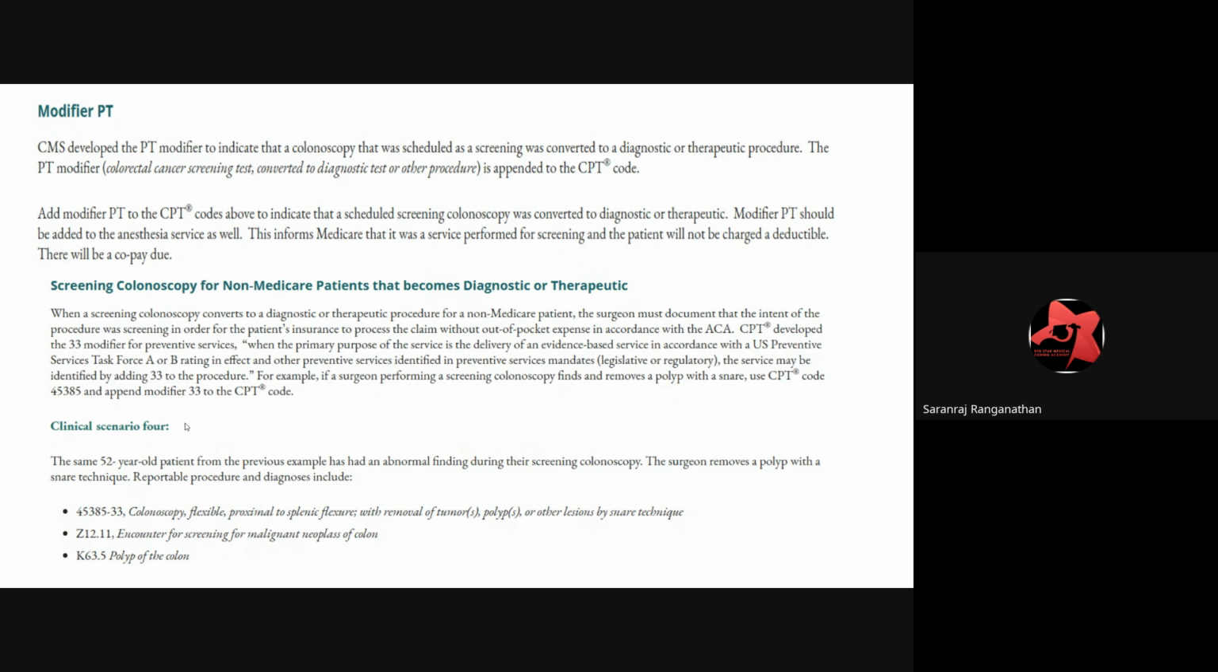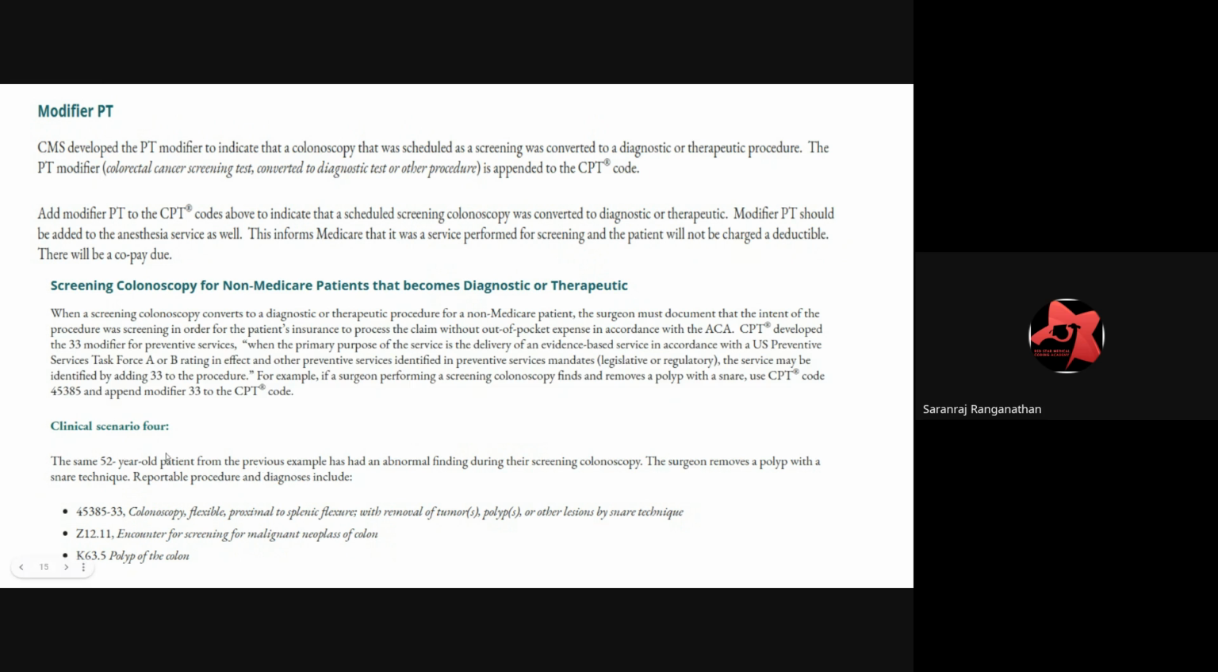For example, the surgeon performing the screening colonoscopy finds and removes the polyp with a snare. So use CPT code 45385 and append the 33 modifier, so it is converted from screening to treatment. They want to remove the polyp, so they have to add the 33 modifier. Okay, this is for a non-Medicare patient.